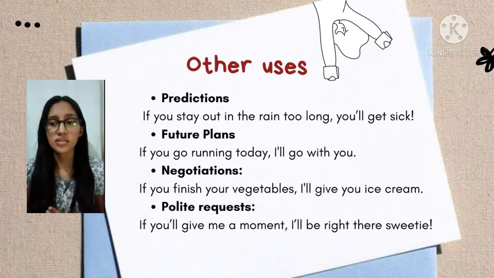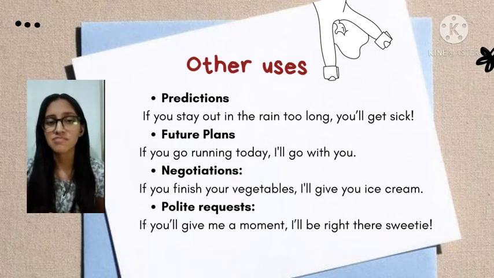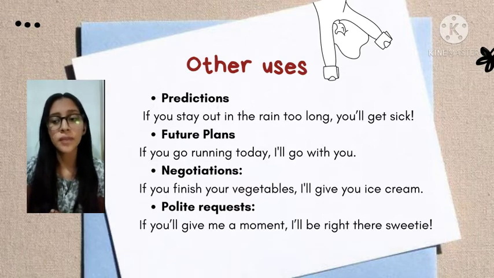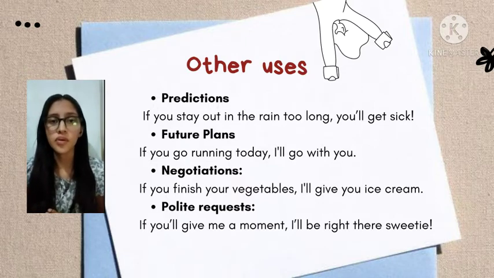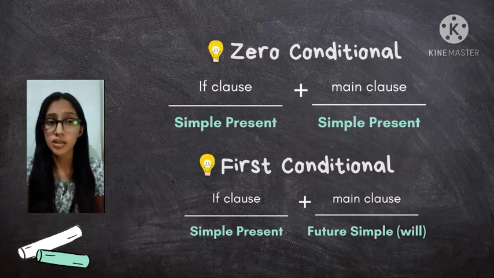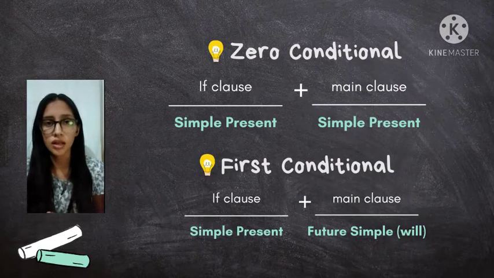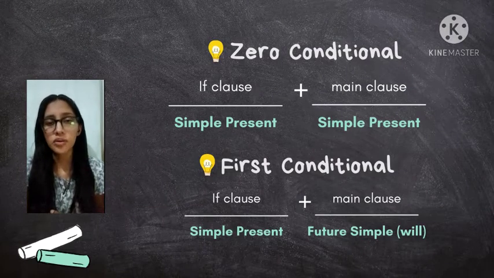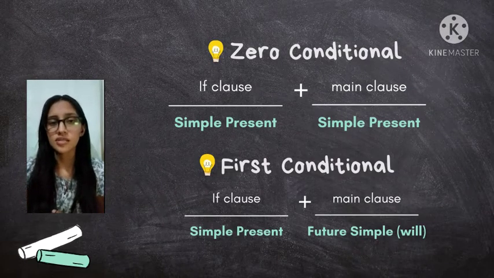Other less common uses are to make predictions, to talk about future plans, the same function as the simple future, to make negotiations, and to make polite requests. Now this is the basic information of the zero type conditional and the first type conditional. Let's now review some details.